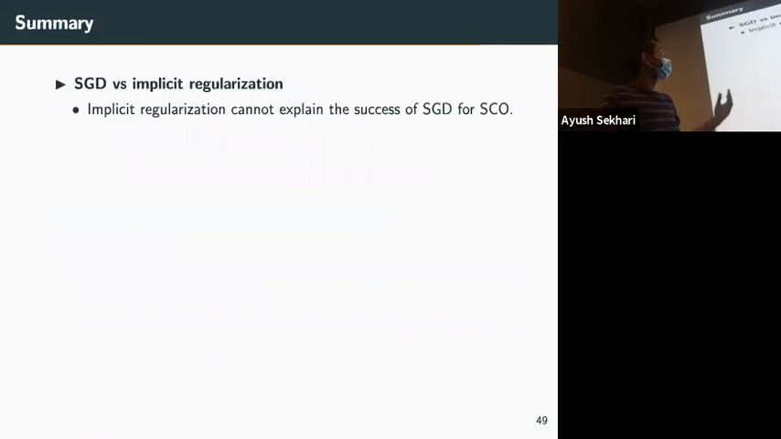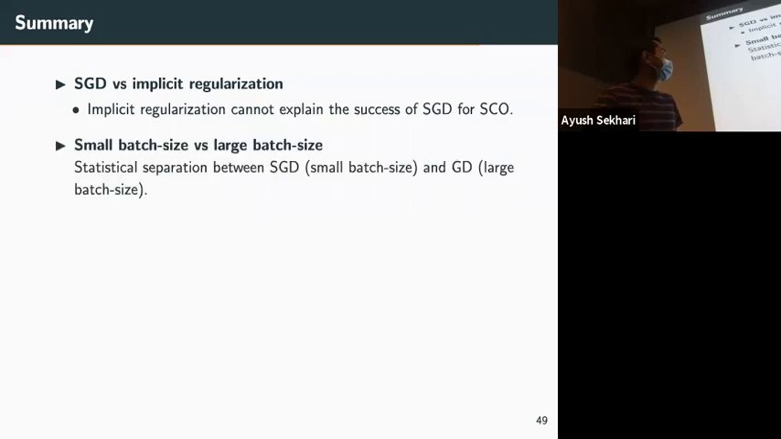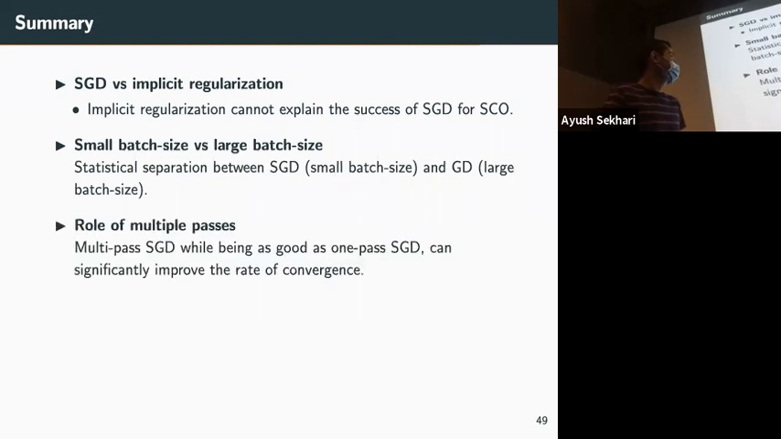So we discussed the role of implicit regularization for SGD. In particular, even for SCO problems and some deep learning problems, implicit regularization cannot explain the success of SGD. Then we looked at small batch size versus large batch size and showed a statistical separation between SGD with small batch size and SGD with large batch size. And finally, we considered a multi-pass SGD algorithm, which is at least as good as single pass SGD, but can be much better than single pass SGD for some problems.